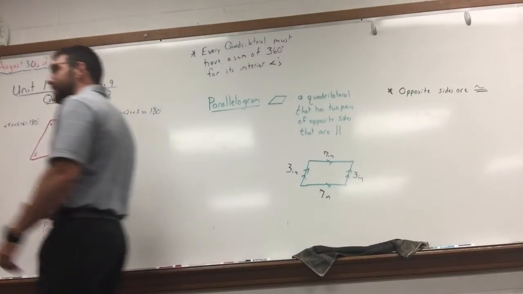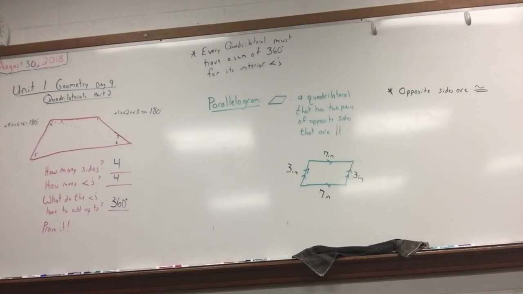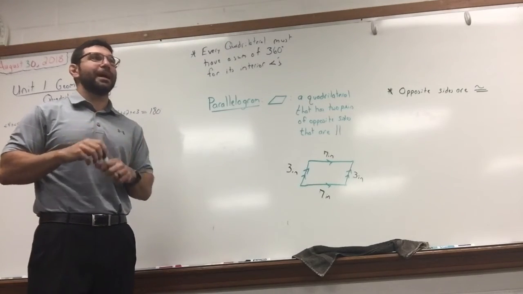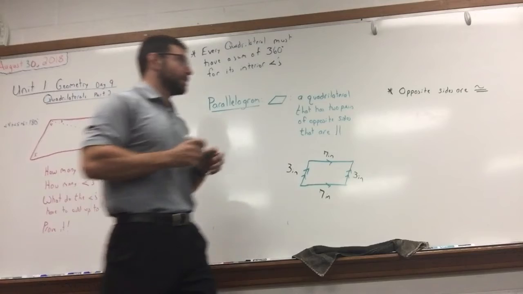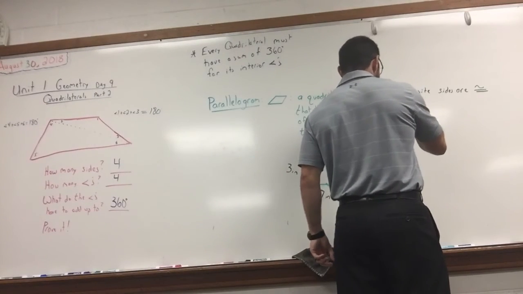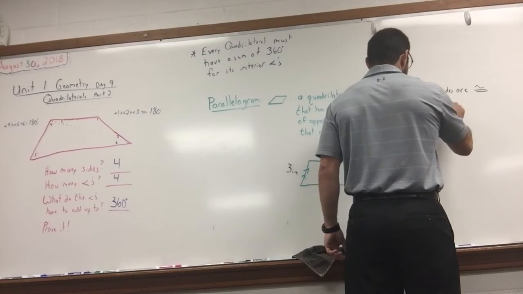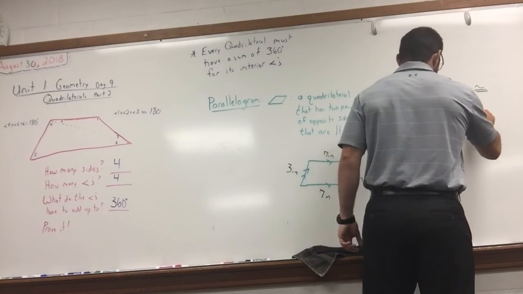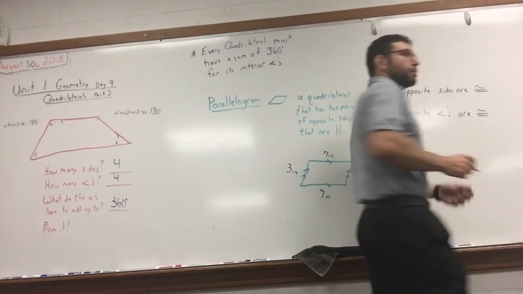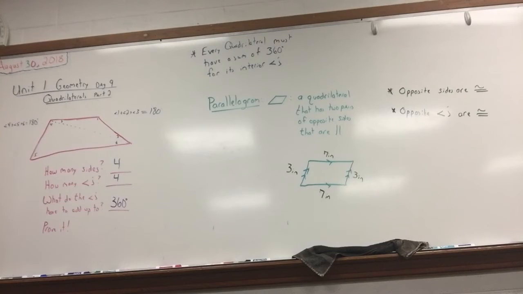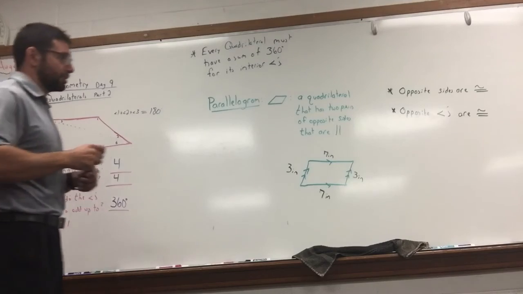Now, in geometry, we would talk and we would prove things. Right now, I'm giving you the very briefest overview of these figures. There's only one more thing that I want you to know right now, and it's going to be another opposite. Opposite angles are congruent. It's the last thing that I need you to memorize for quadrilaterals, or for parallelograms. Oh my goodness. Opposite angles are congruent.